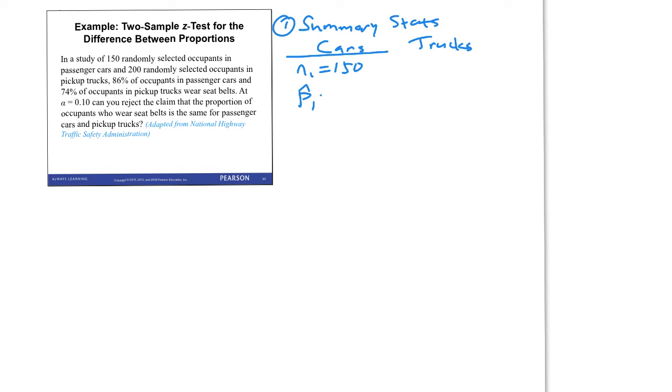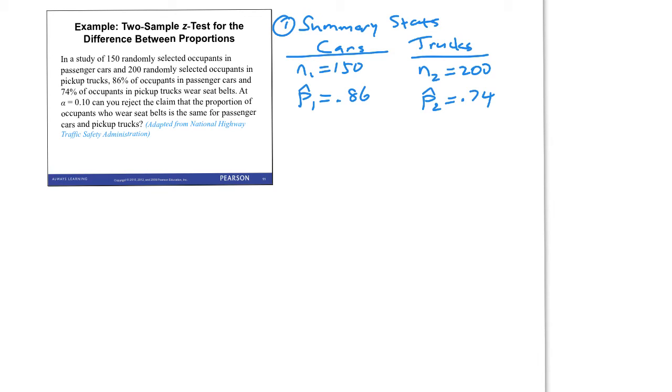Okay, so step 1 is to summarize the data. When we go to summarize our data in step 1, I'll try to name the steps for us. So summary stats. We are comparing two independent samples with cars and trucks. And for the cars, we've got a sample size of 150, and we got a p-hat at 86%. We'll call truck sample 2. The sample size is 200, and we have a p2 hat at 74%.